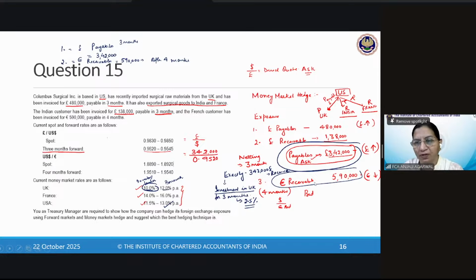How are we going to cover the euro receivables after 4 months? Because you have euro receivables, you will create a scenario in money market hedge by ensuring that you have euro payables. Now, why will you?